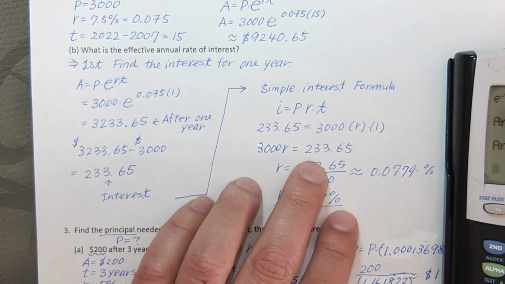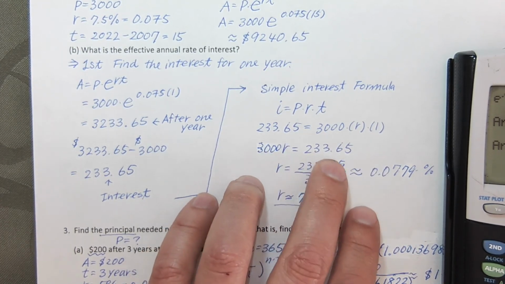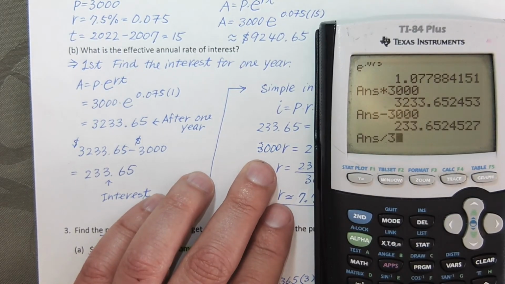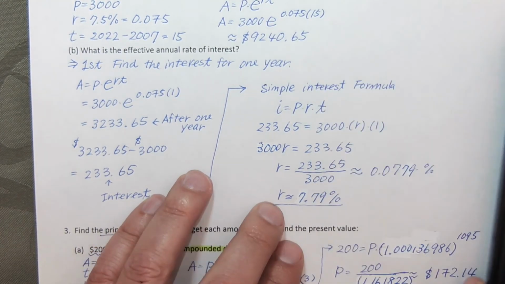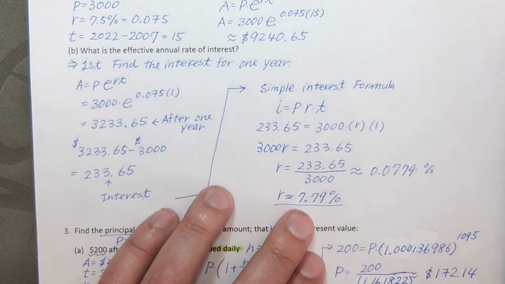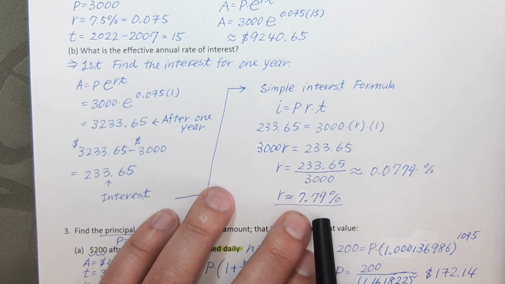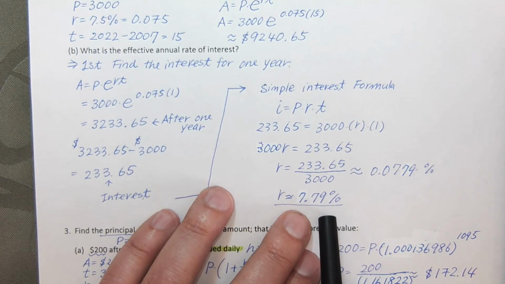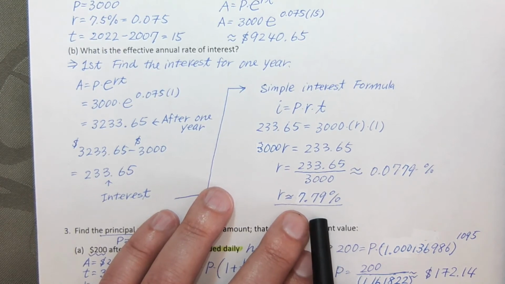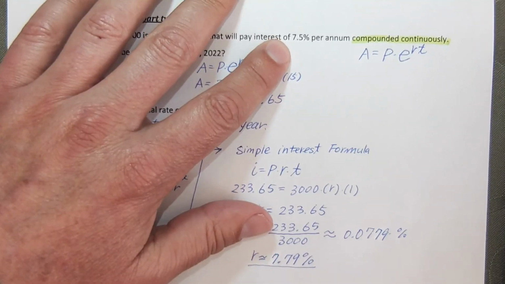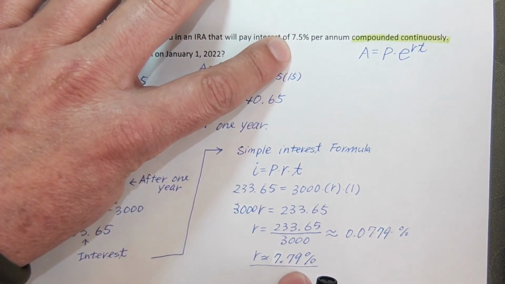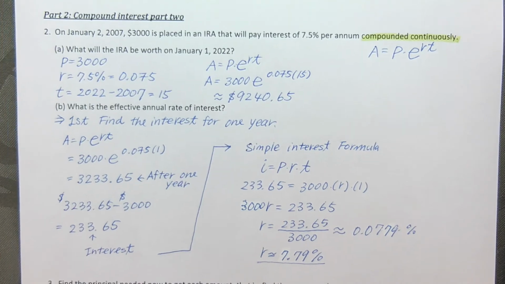So this is basically going to be 233.65 divided by 3,000. And so here's our APR, our annual percentage rate. After converting, by multiplying by 100 to move the decimal 2 places to get a percent. So 7.79. This is compared to, so I can get both there, this with our compound interest, continuously compounded.